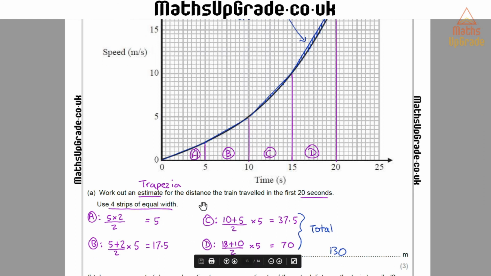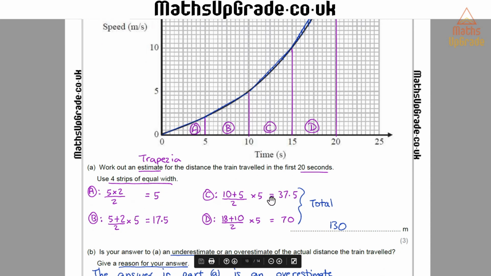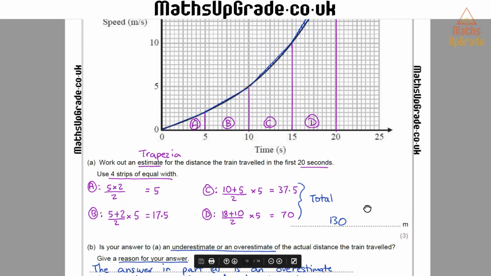You follow that same process for sections C and D, and the total distance that the train travelled in those 20 seconds is given by the total of these 4 numbers here, which is 130 meters.